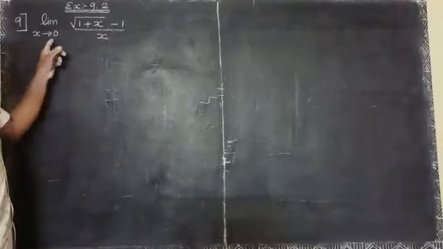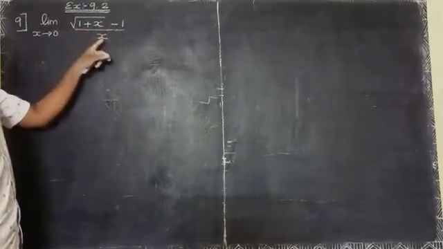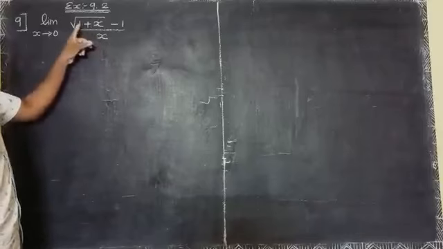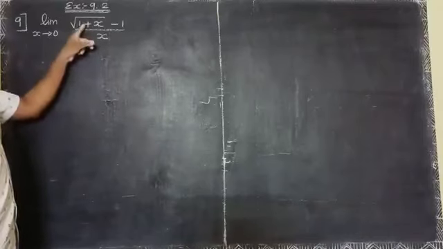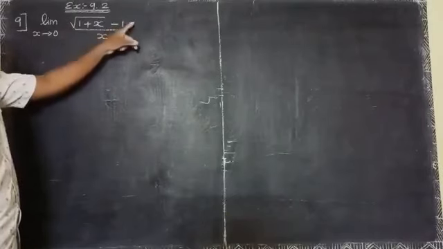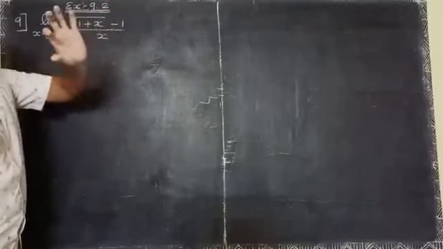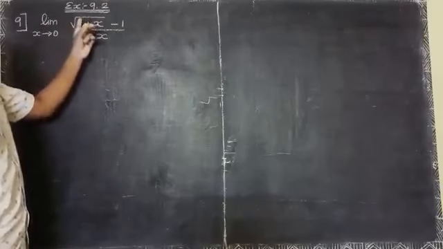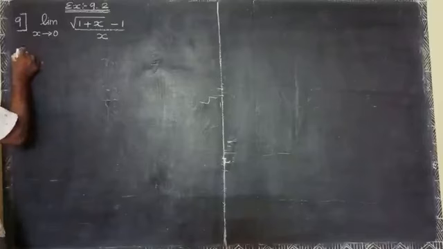Question number 9. Limit x approaches 0 of (square root of 1 + x minus 1) divided by x. Replace x equal to 0: the denominator has 0, the numerator 1 + 0 is 1, square root of 1 is 1, 1 minus 1 is 0. The numerator also has 0. Okay, 0 by 0 is an indeterminate form. The numerator has a square root, so take the conjugate of the numerator. Okay, solution.